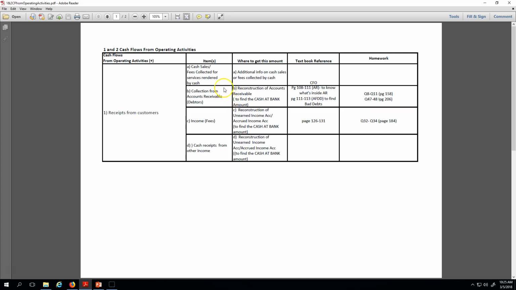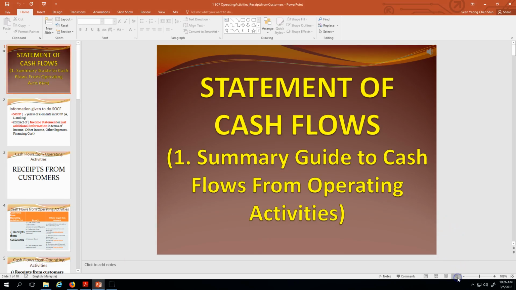Followed by collection from our accounts receivable. Accounts receivable are customers that we sell to, the goods reach them, and they still owe us money. And we also look at the income. This particular information, you will get it from SOCI, as well as cash receipts from other income. Okay, without much further ado, let's look at our slides for today.